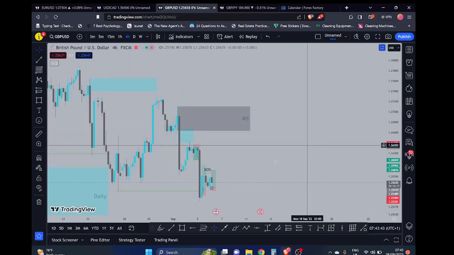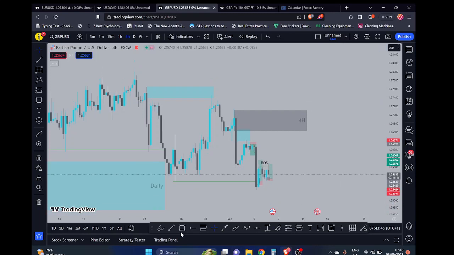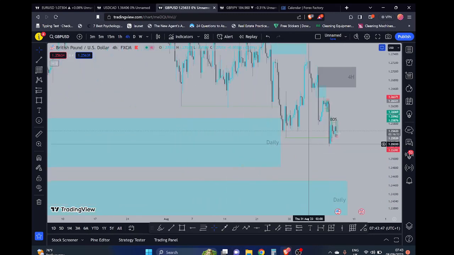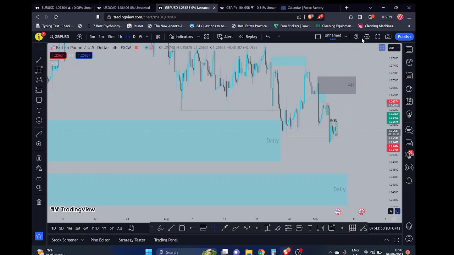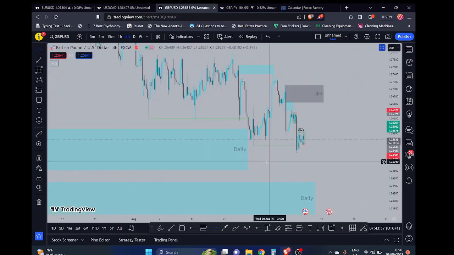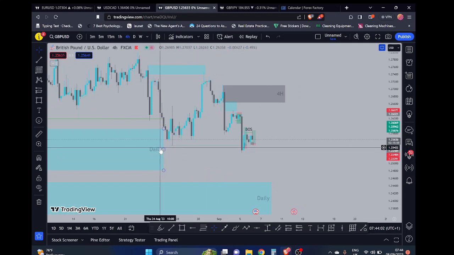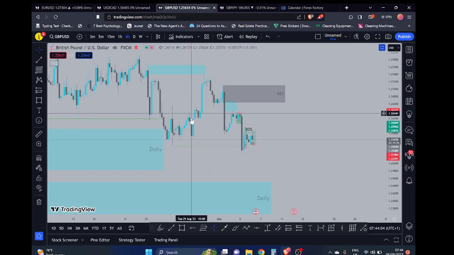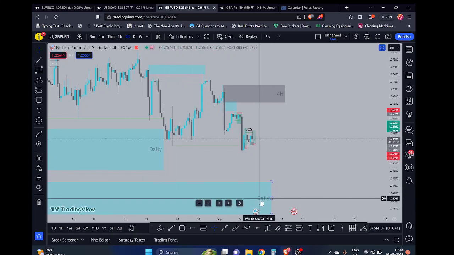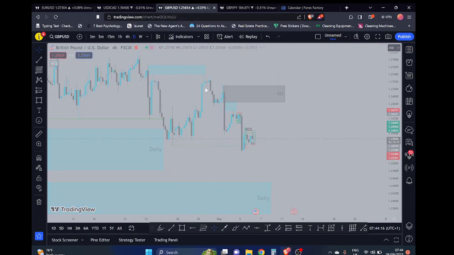So what do we have here? Well, we have a break of structure to the downside. I feel like there's similarities between EUR/USD and GBP/USD, but you have to read them independent of each other. So here's a daily point of interest, here's another daily point of interest. But I feel like this should hold instead of this. Let's go to the daily to check our daily perspective.